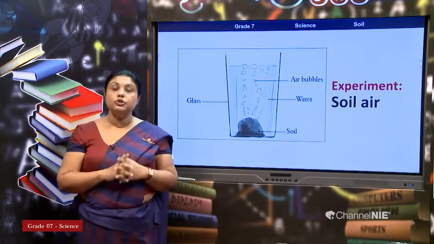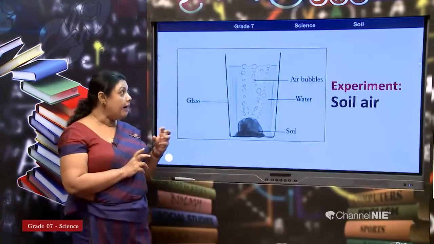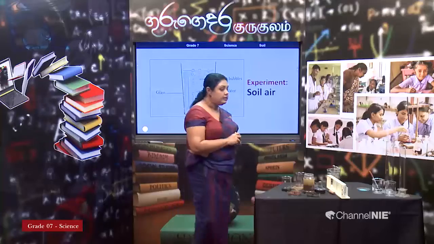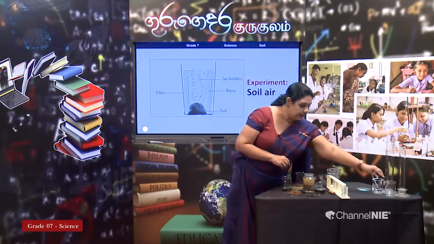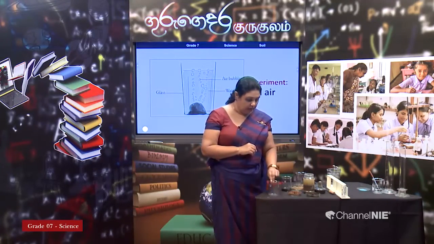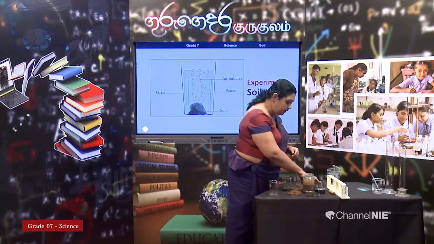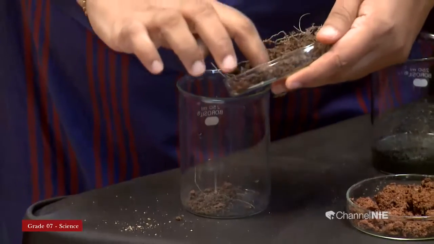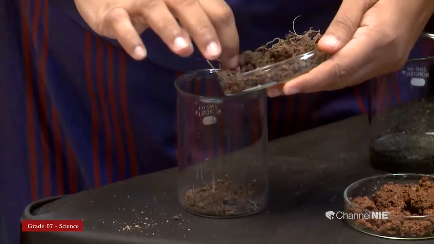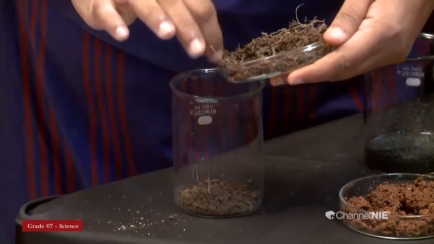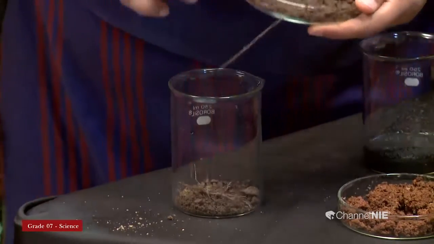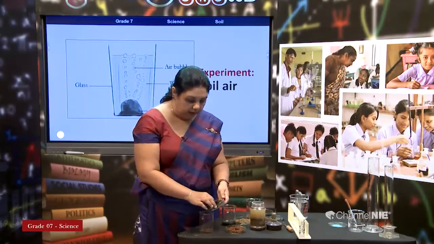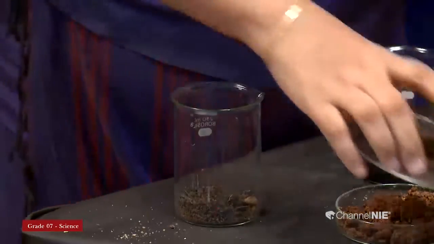Right. We are going to show you that this soil has air in it. What we can do is, we can take some soil to a beaker. I will put some soil there. Some organic matter is also there, but it does not matter. Just a little bit more soil from this. If not, you will think that only one type of soil has this, right?